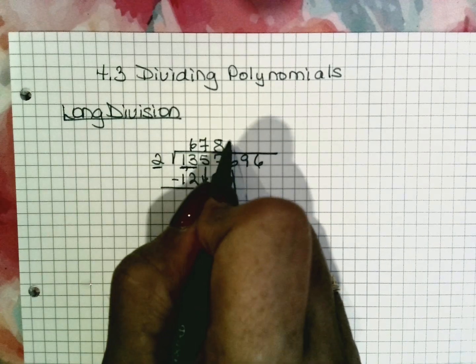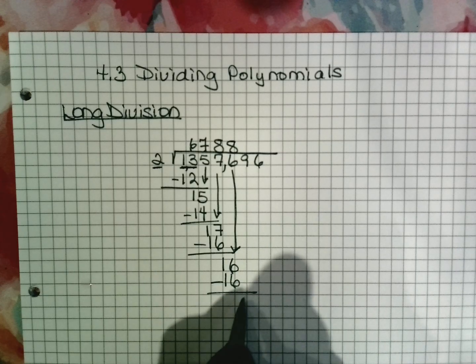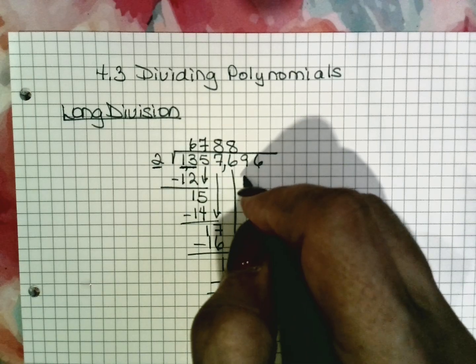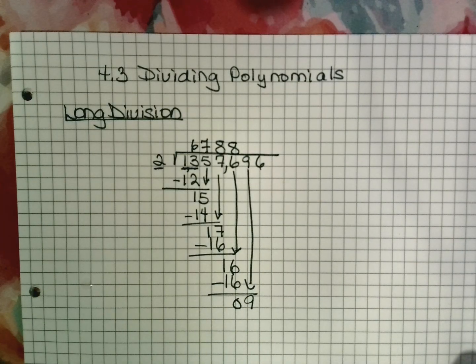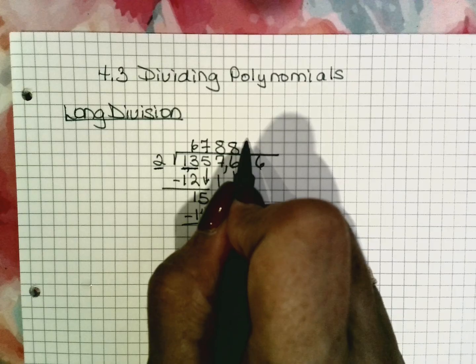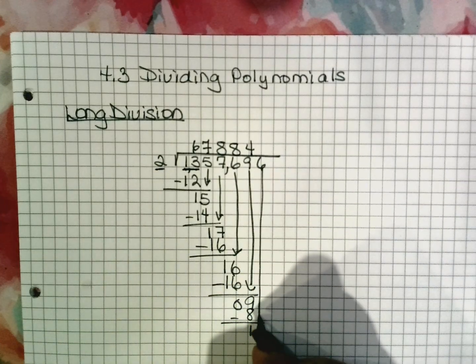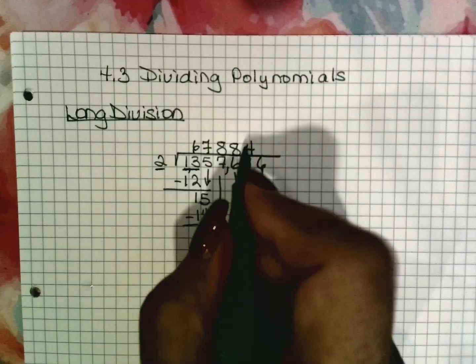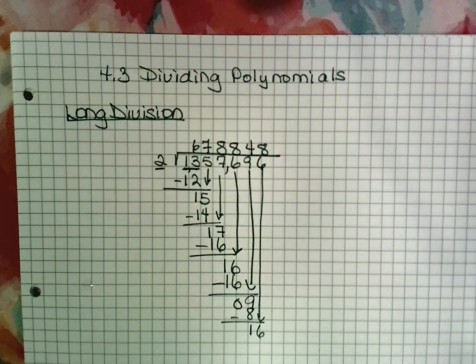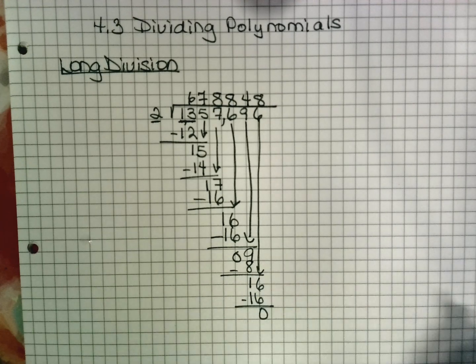2 goes into 16 8 times. 8 times 2 is 16. Subtract, you get 0. Bring down your 9. 2 goes into 9 4 times. 4 times 2 is 8. Subtract, you get 1, and bring down your 6. And once again, 2 goes into 16 8 times, and 8 times 2 is 16. You subtract, you get 0.